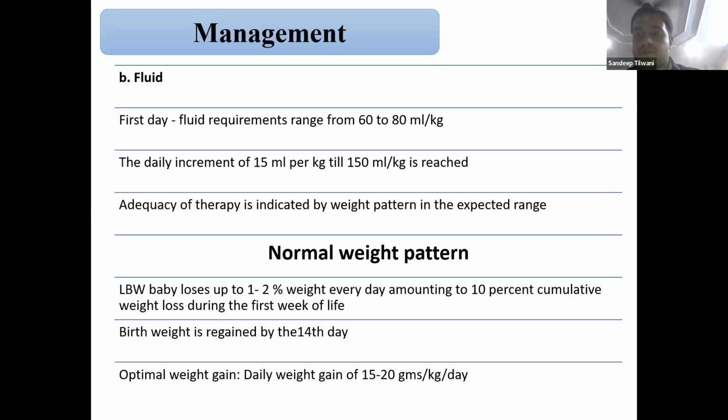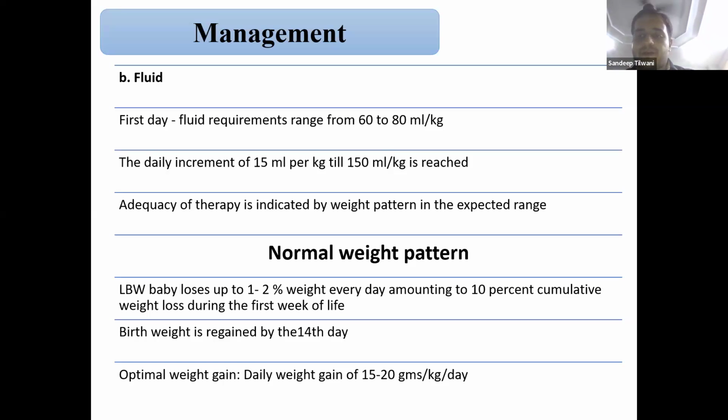If the baby's birth weight on day one is 1.3 kg, and on day two the child is not losing weight, and the weight instead of 1.3 becomes 1.35 or 1.37, then in that case I will not increase the fluid rate. I'll continue with the same fluid.